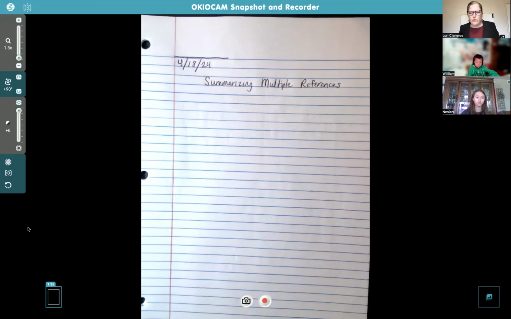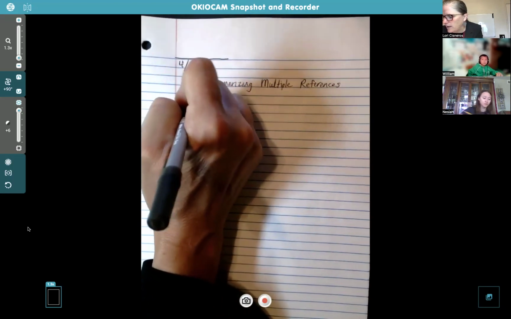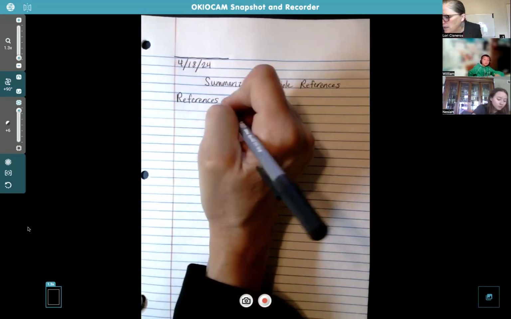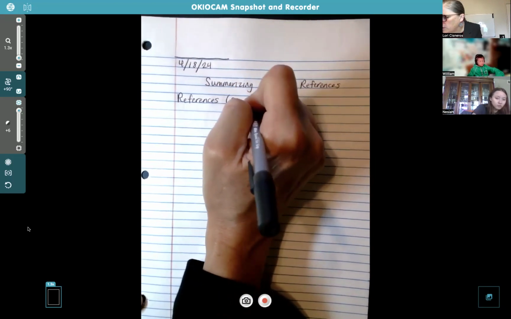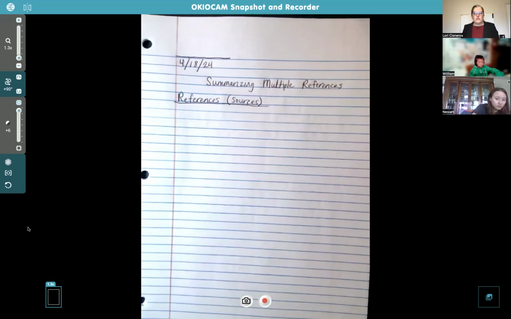Whenever you do a research paper, you have to find different places to find the information. So the first thing I want you to write, skip a line, and over here by the red line, go ahead and put references. And then in parentheses, you're going to put sources. It's basically the same thing. References means where are you going to find information? So let's pretend for a second you're going to do a research paper on volcanoes. Where would you find information about volcanoes? What do you guys think?